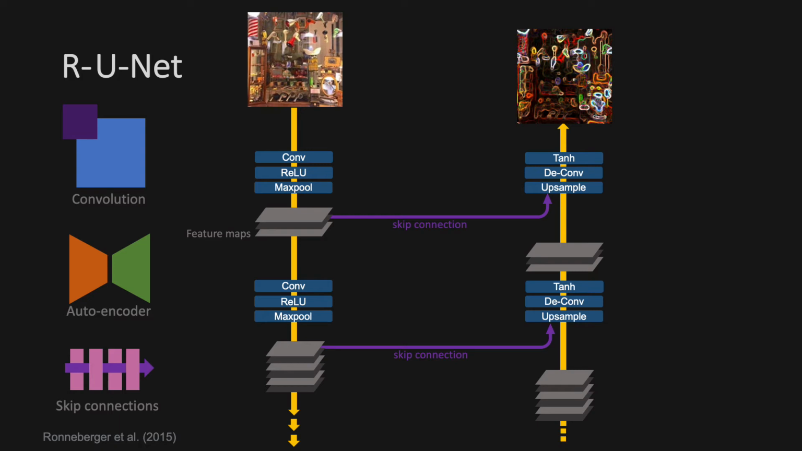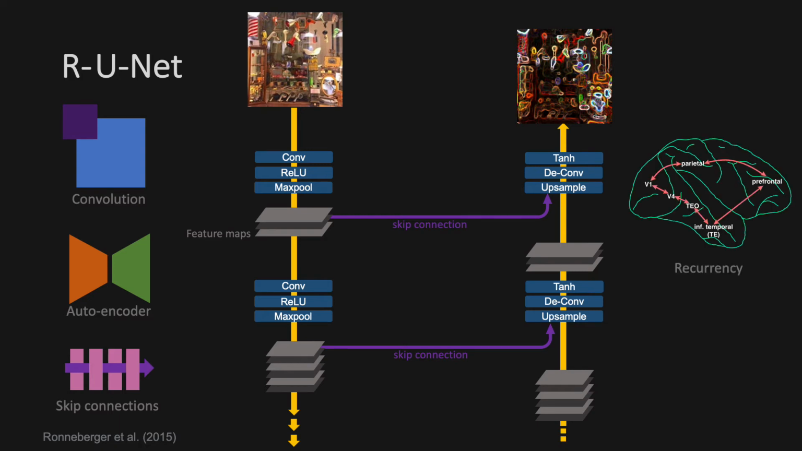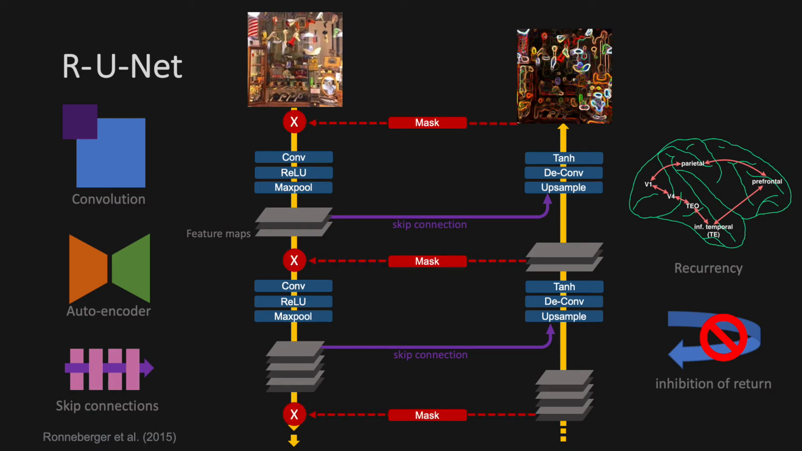So what Jordan did was add recurrency. As we have seen, there is recurrency in our visual pathway and everywhere in the brain, and also inhibition of return, which is more biologically inspired. And we could add these by adding masks or internal gating as a recurrent layer.